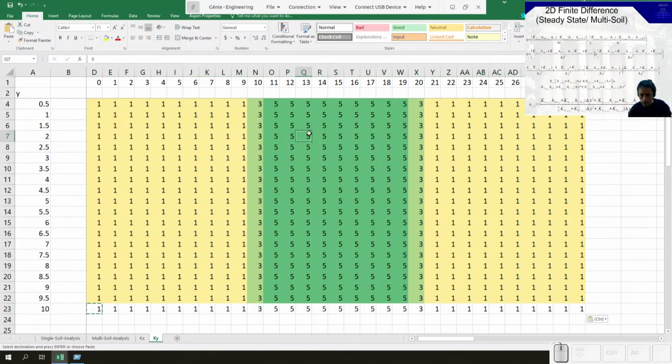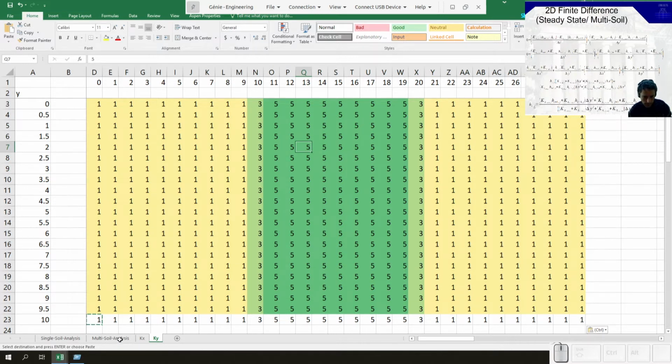Okay, so that's just where we want to have the same material properties as above. So for ky, we are taking now the neighbors.